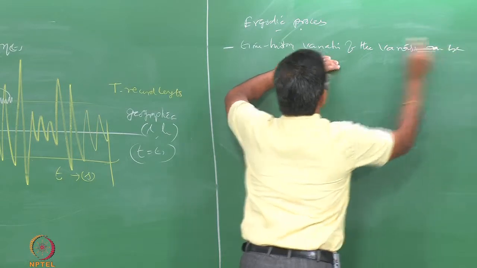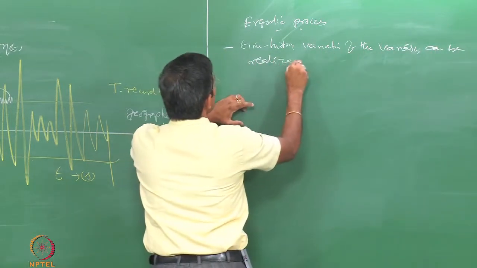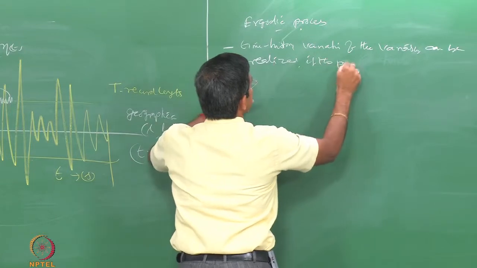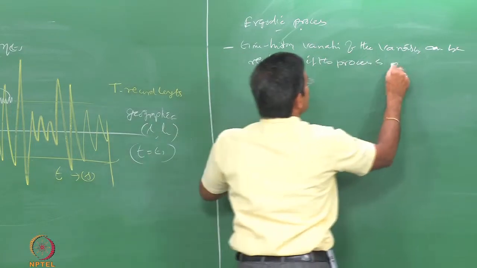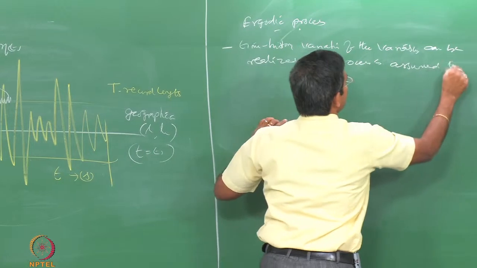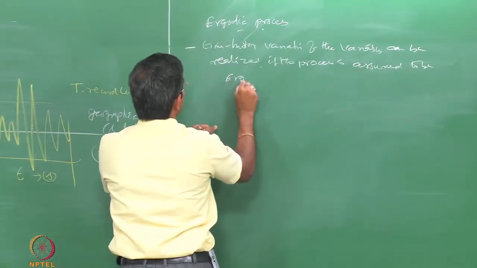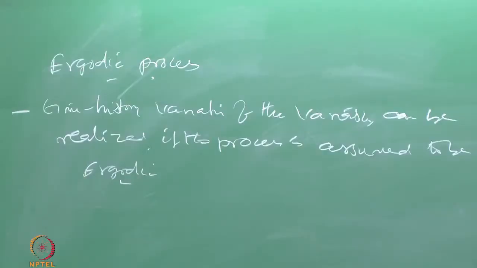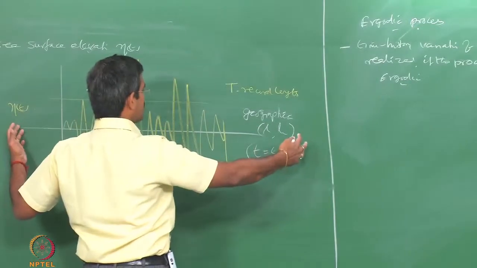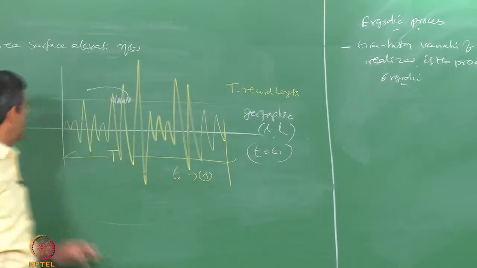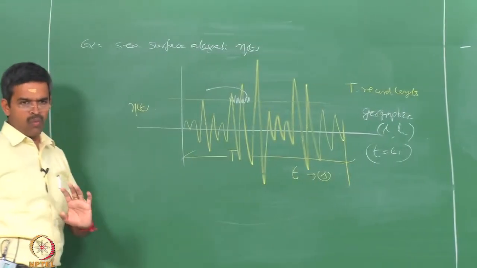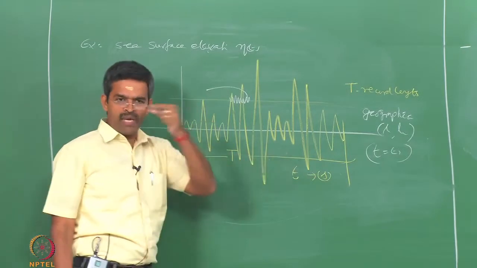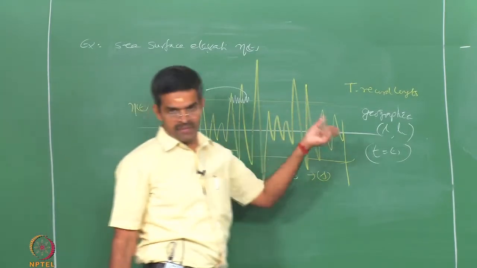can be realized if process is assumed to be ergodic. So, the main advantage is realization of this. What is realization? From the given variation of time history of amplitude or wave heights or sea surface elevation, I want to know one specific input data which I will use for my analysis. That is called physical realization.